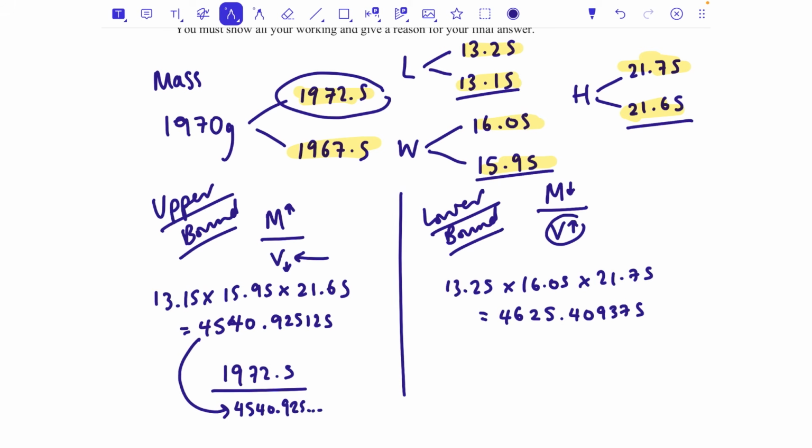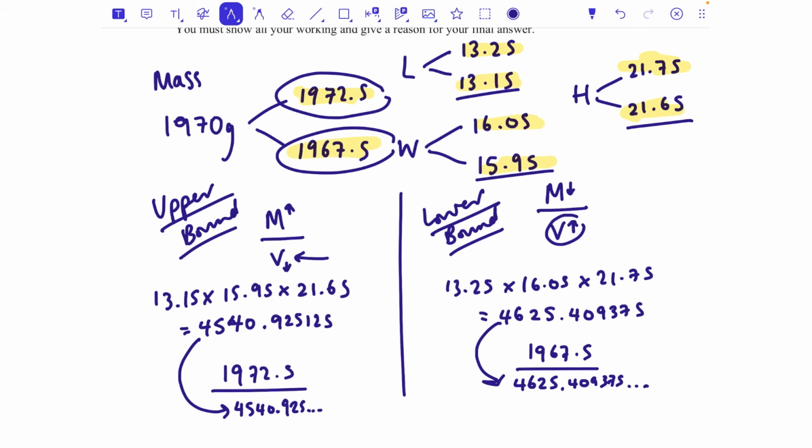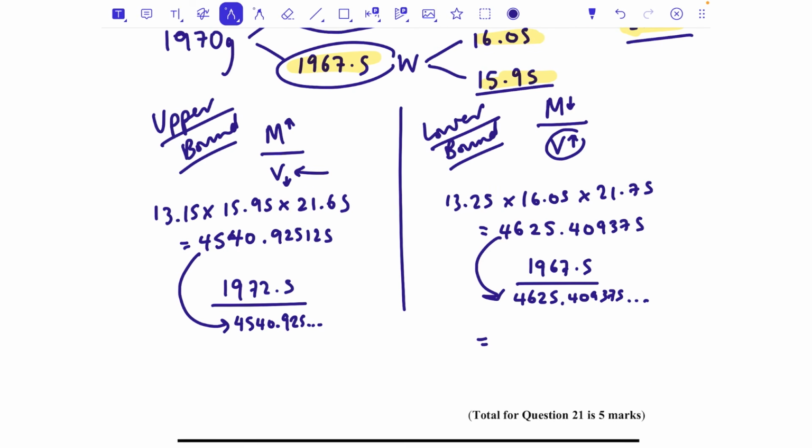4,540.925, and so on. And for this one, I'm going to use the smallest mass, 1,967.5 divided by this number, 4,625.409375. Right, I'm going to do this one on the right first because I've got that number in my calculator. So 1967.5 divided by that answer gives me 0.425367775. And you'll notice I'm putting a lot of decimal points here. I'm not rounding anything yet.